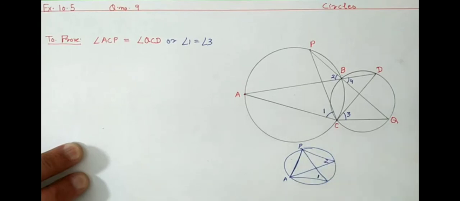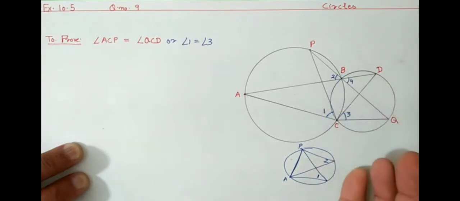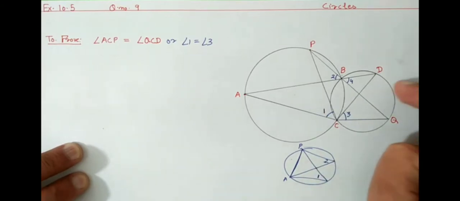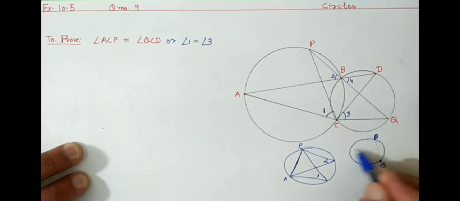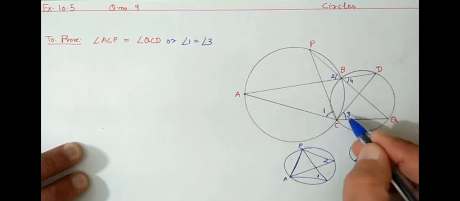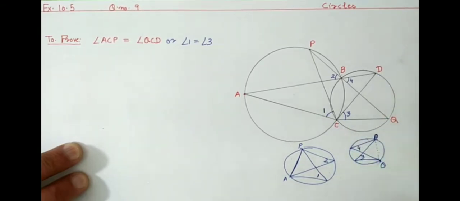These two angles are subtended in the same segment, so they are equal by the theorem. Now the same case in the other circle: suppose that DQ is the chord, and because of the chord, the circle is divided into two segments, and the third angle and the fourth angle are subtended by that chord DQ, therefore they are also equal. So let's write all these things.